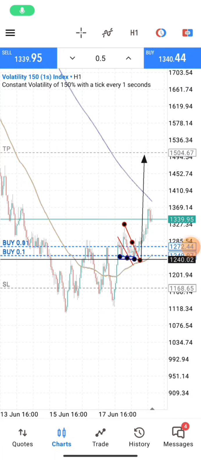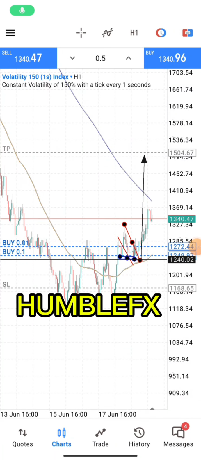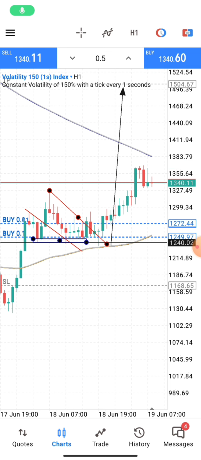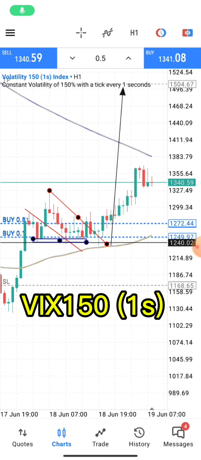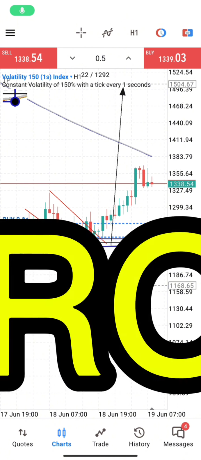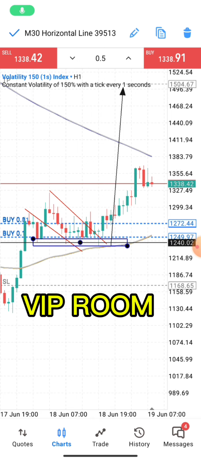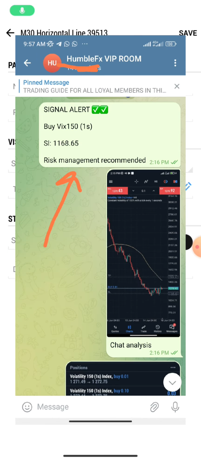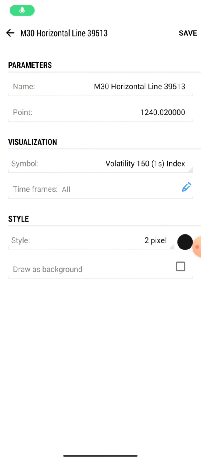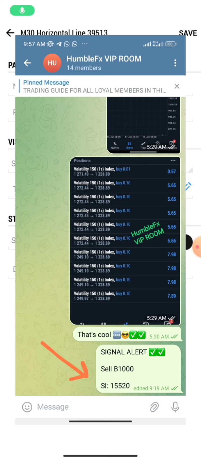Yo guys, welcome back. This is HumbleFx, and in this video I'm going to show you exactly how we were able to take this trade on the VIX 150x. I'm going to tell you how we got this sniper entry on this VIX 150x. This trade was sent to the VIP room yesterday. This is a trade we took yesterday. I'm going to show you guys exactly how we were able to get to this particular point.